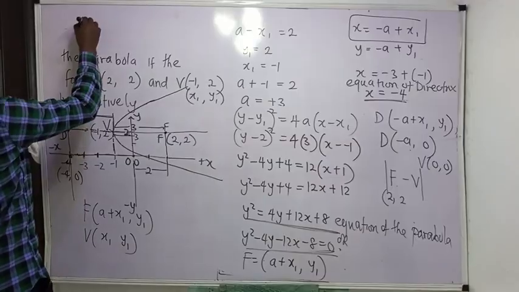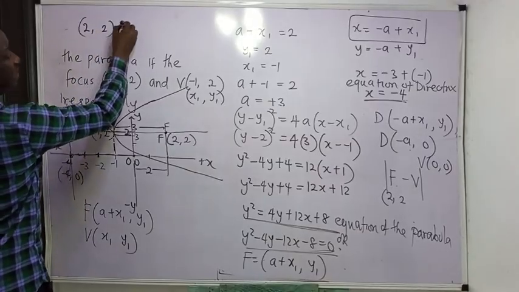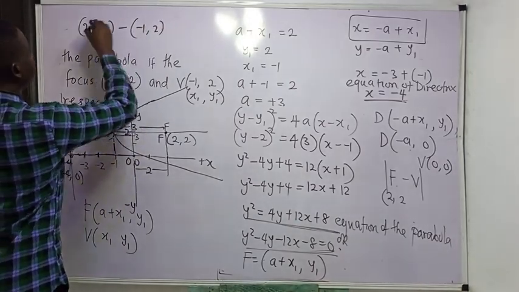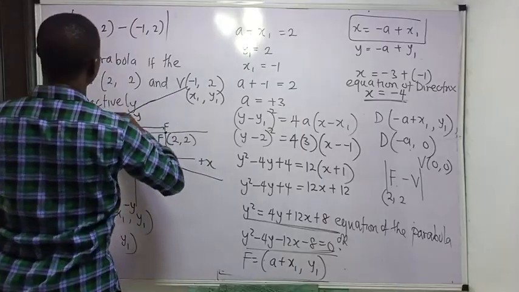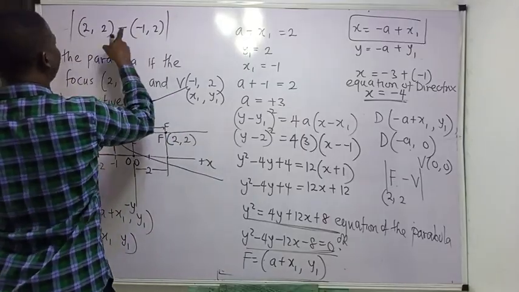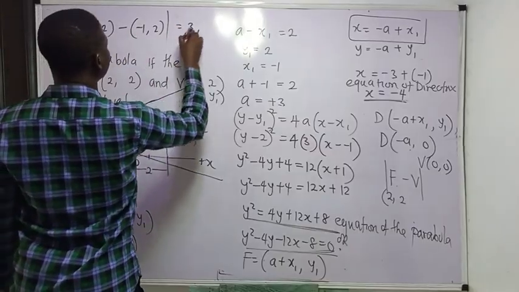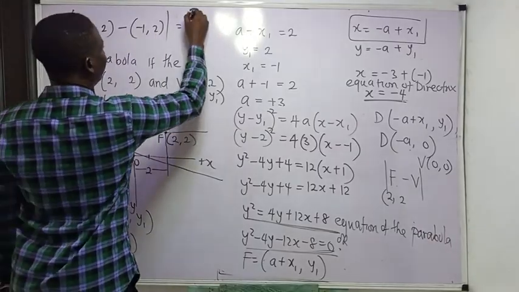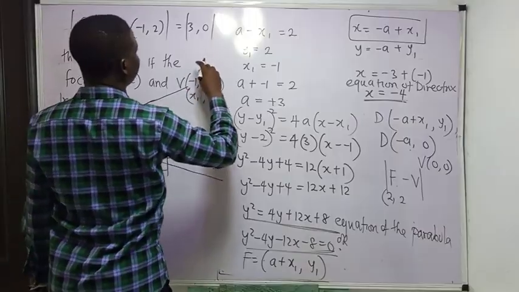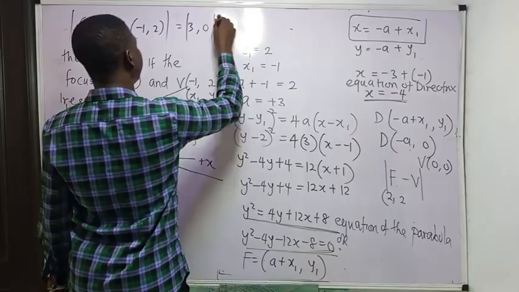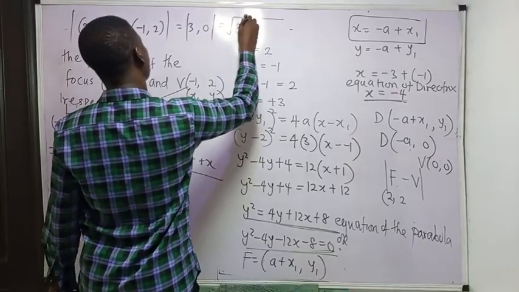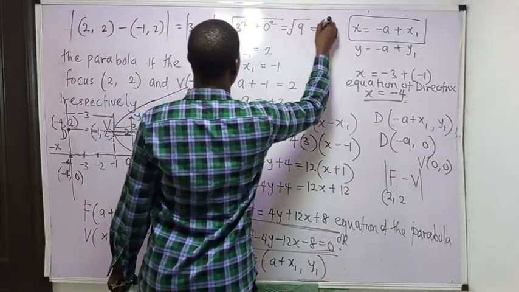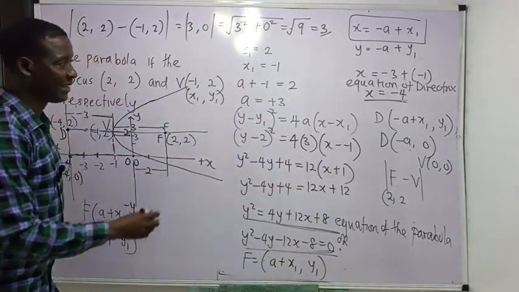Your F is 2, 2 minus V, which is -1, 2. So take the absolute. 2 minus -1 is 3. Then 2 minus 2 is 0. Then take the absolute of this. What we are going to have is the square root of 3 squared plus 0 squared. What do we have? The square root of 9, and that will give us 3. So you get your 3 directly.